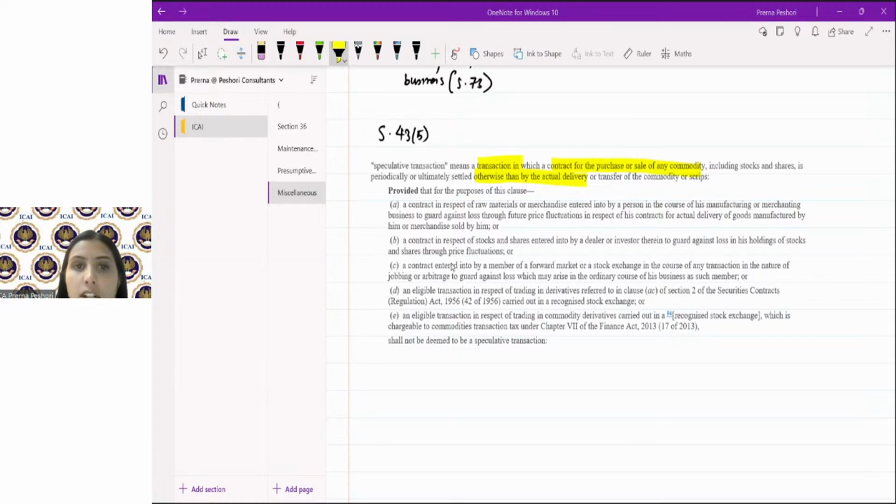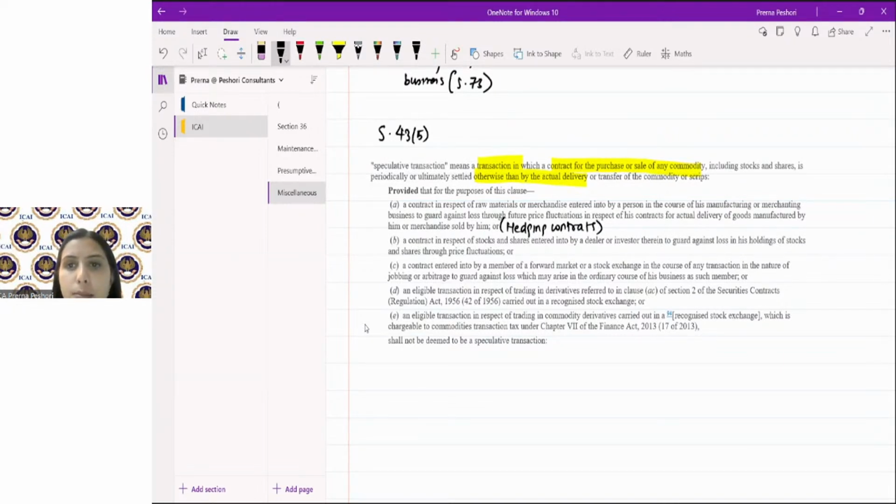It is defined here. A contract in respect of raw materials or merchandise entered into by a person in the course of his manufacturing or merchanting business to guard against loss through future price fluctuation in respect of his contracts for actual delivery of goods manufactured, which is the hedging. So hedging contracts are not covered. This is hedging contracts, which is to protect the price fluctuations, right?